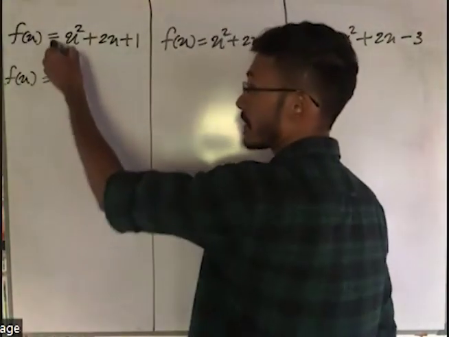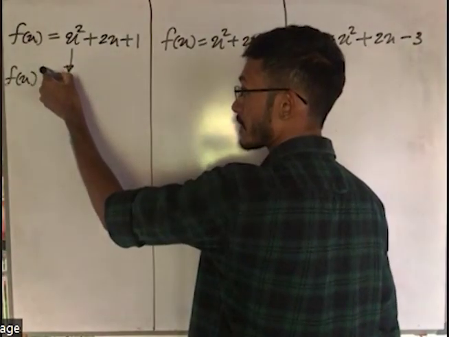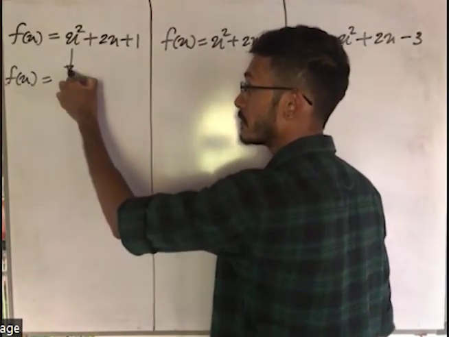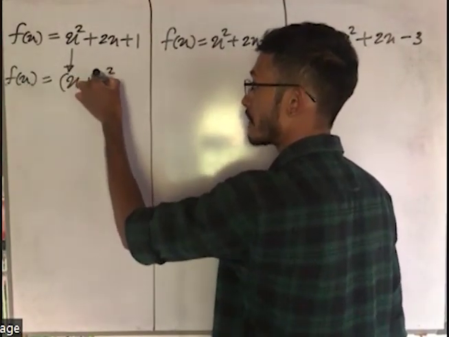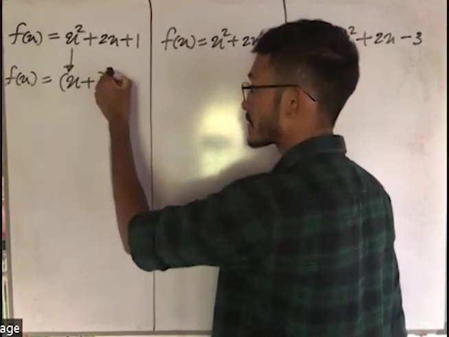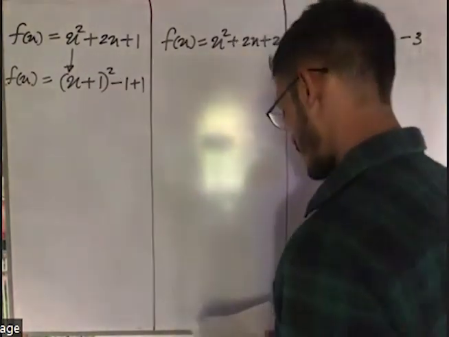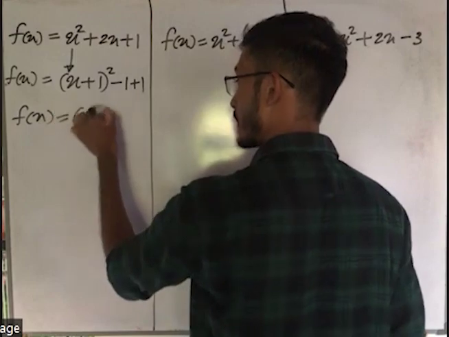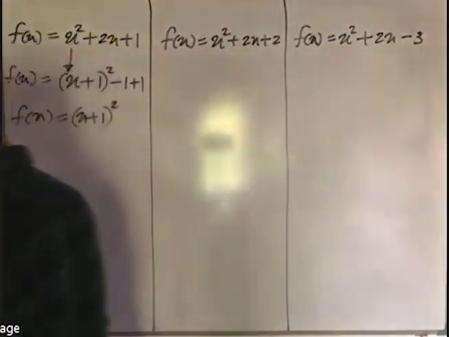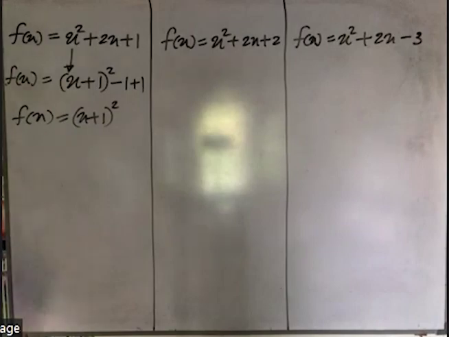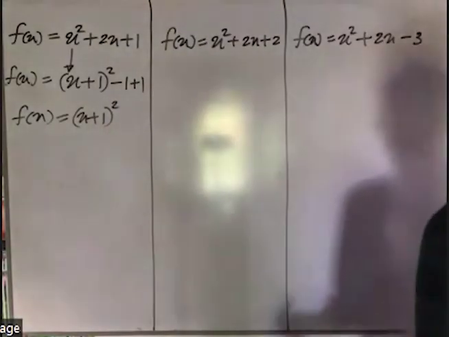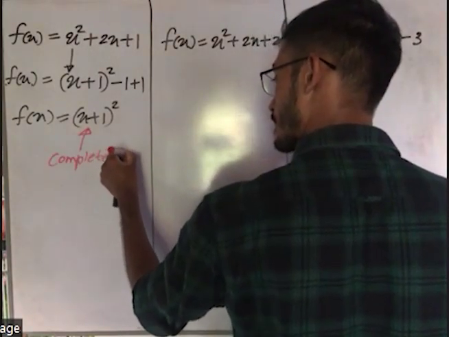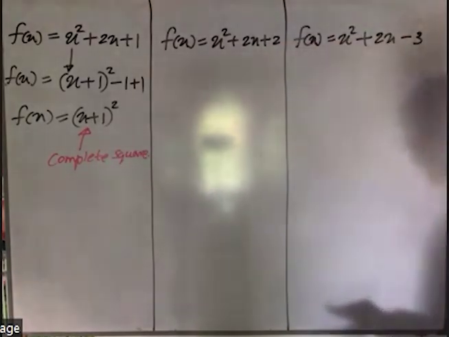So take the x square term without the square, so x, and take the coefficient of x term and divide it by 2, plus 1. Take the square of the whole thing, minus the square of this constant, minus 1 plus 1. So minus 1 and plus 1 will cancel. Then f(x) becomes x plus 1 square. This is a complete square, right?